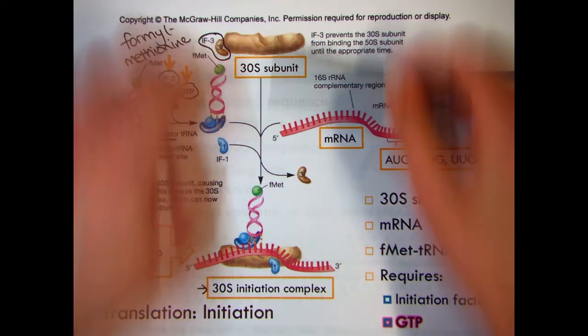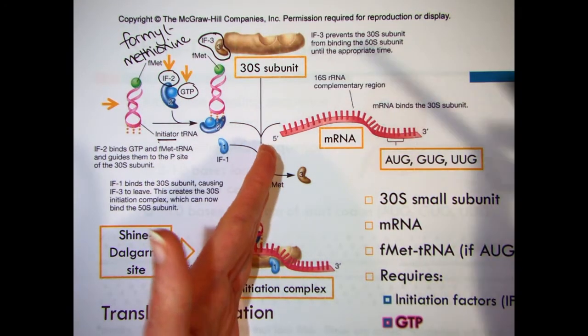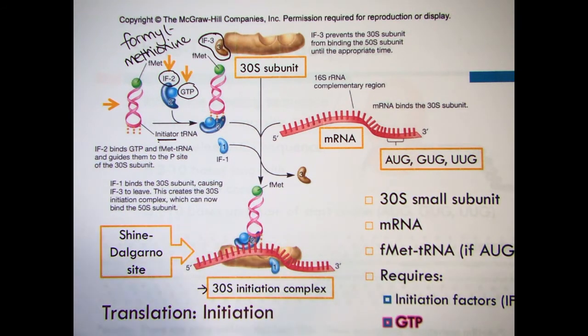And so the 30S subunit, the initiation factors are helping. You are not going to need to keep track of which initiation factor is which. Just know that there are small proteins called initiation factors that help with this. And then the messenger RNA comes in.